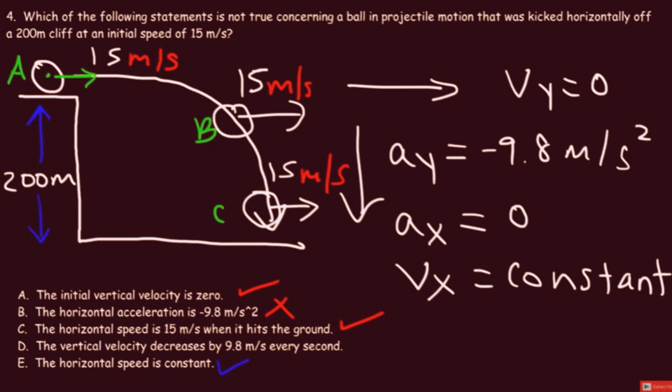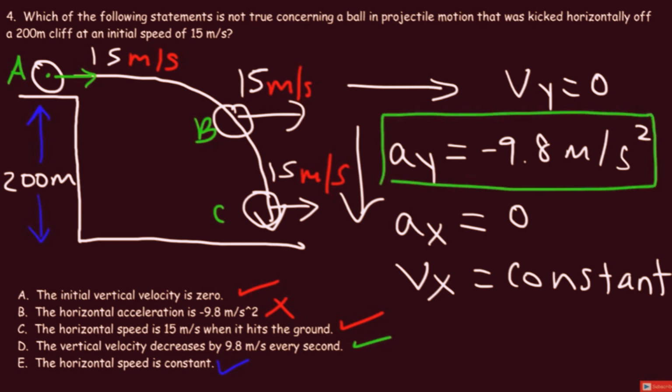Now D is also a true statement. Notice that the vertical acceleration is negative 9.8 meters per second squared. The acceleration tells you how much the velocity changes every second. So because ay is negative 9.8, that means the vertical velocity will change by 9.8 meters per second every second. The negative sign tells us that the velocity will decrease by 9.8 meters per second every second. On the other hand, ax is zero, which means the velocity in the x direction does not change, which explains why Vx is constant.